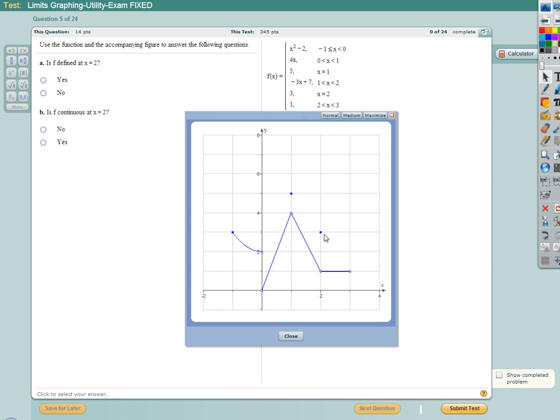Now, a way to think about that in terms of pen on paper is defined if I'm actually drawing ink at that x value, right? Is the function continuous at x equals 2? No, I had to pick my pen up, right? Okay.